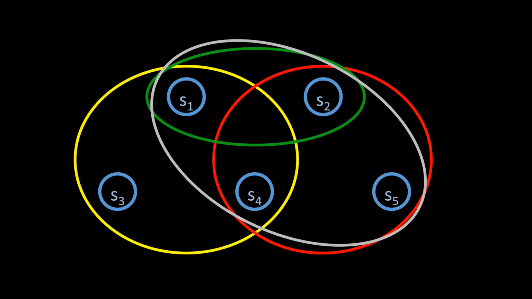You may think that this is still not a very good quorum system because the red quorum is just a subset of the gray quorum. In other words, the gray quorum has all the nodes of the red quorum plus some more.